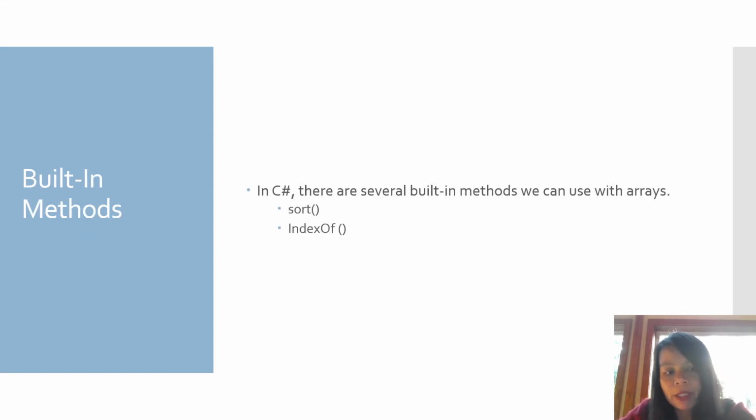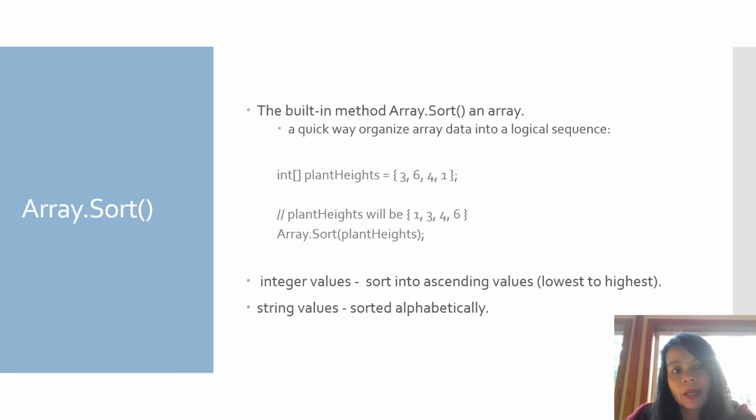Okay, so we have built-in methods. In C#, there are several built-in methods that we can use with arrays, like Sort or IndexOf. The built-in method Array.Sort is a quick way to organize array data into a logical sequence. For example, if you have this plantHeights array with 3, 6, 4, and 1.